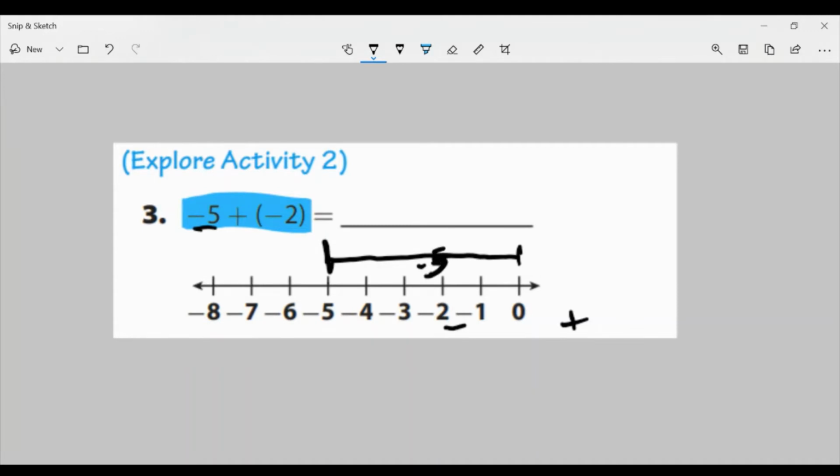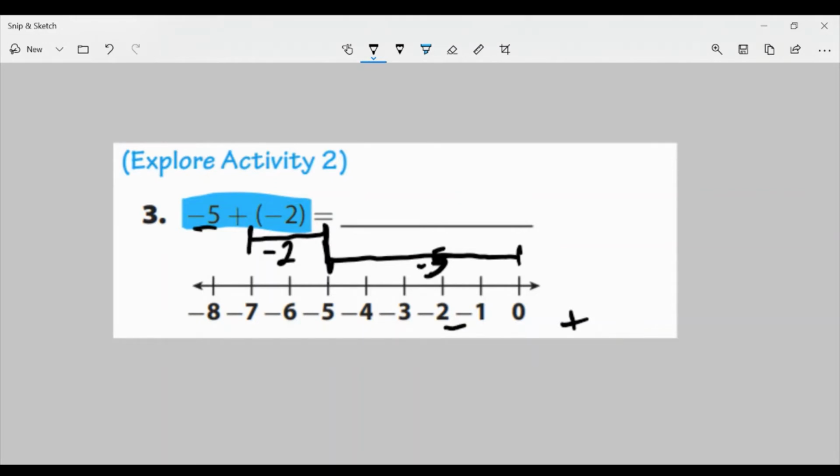Now, from there, we look at our next number. We're adding -2, so that means we're going to get more negative, right? We want to move 2 more spaces, 2 more units, and that represents our -2, right? So we went to the left 2 more units since it was -2.